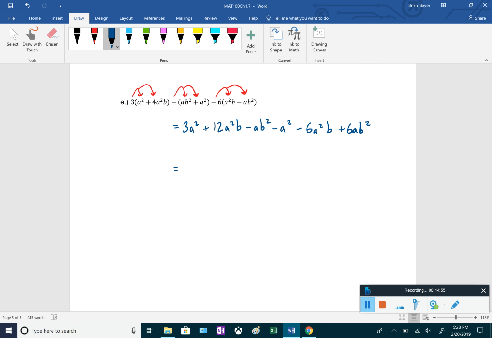Okay, so now for identifying like terms so we can combine them. We have a 3a squared minus a squared. 3 minus 1 is 2, so 2a squared. Next, we have an a squared b term, and then we have another a squared b term. So 12a squared b minus 6a squared b is going to be 12 minus 6, so plus 6a squared b.